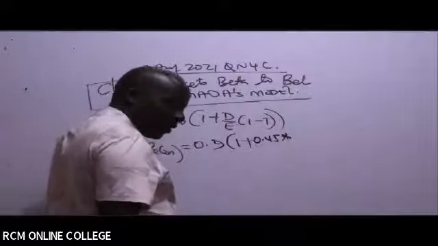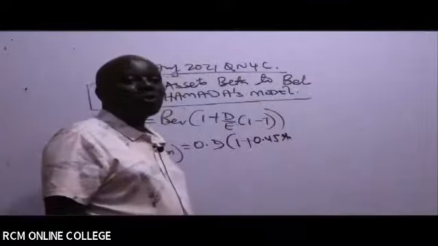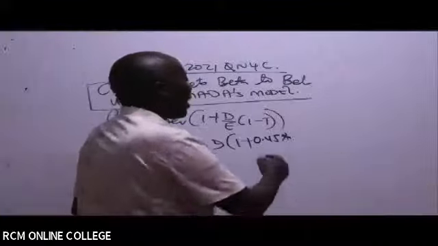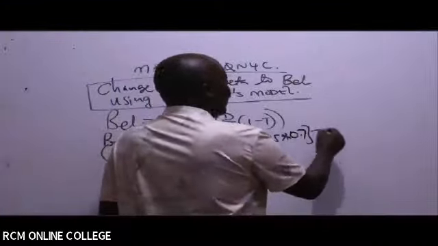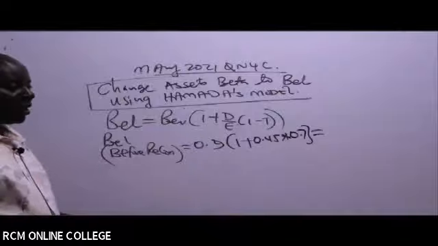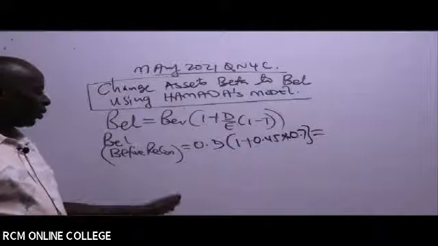Are you able to see the rate of tax there? Yeah, corporation tax is 30%. So 1 minus T is 0.7. Please go ahead and give me a final answer as the BEL before reconstruction.